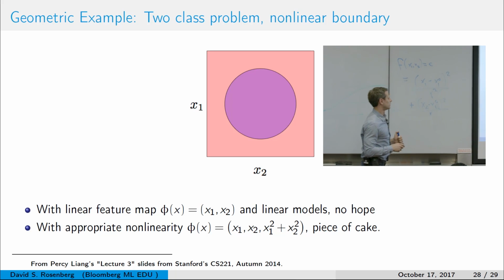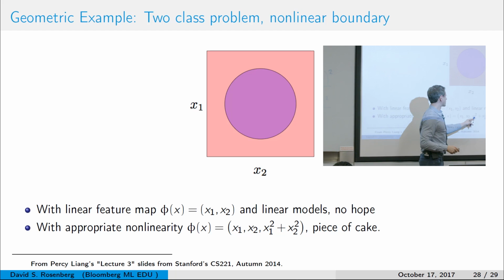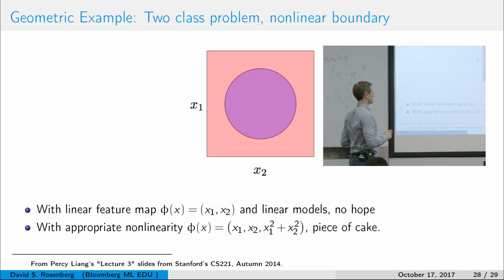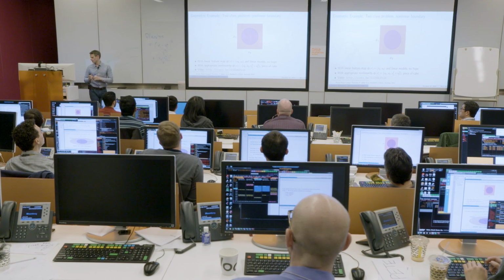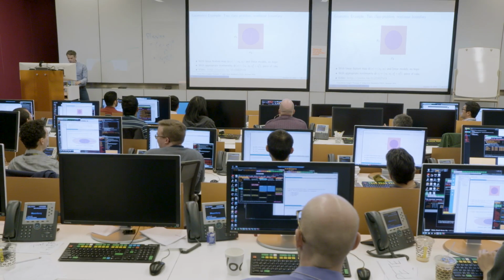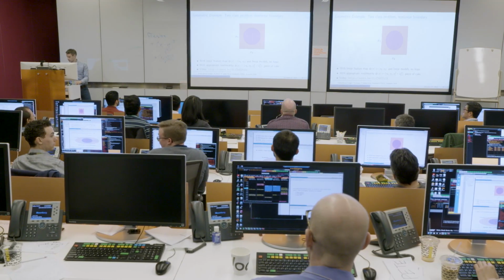All right. So if we just put in x1 squared plus x2 squared, it turns out that's sufficient. It's kind of cool.